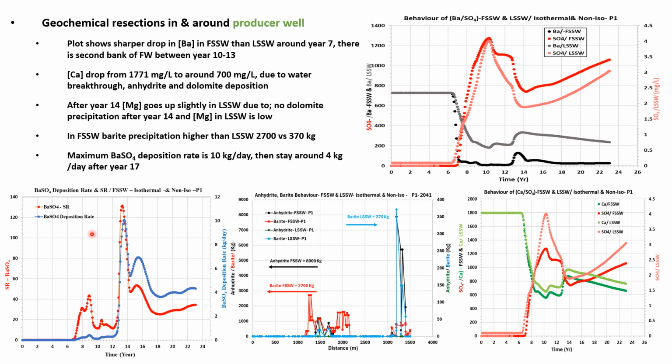Here, this plot shows us the barite precipitation rate and saturation ratio. We can see the maximum deposition rate is about 10 kg per day. After that, to the end of the simulation, it is still around 4 kg per day. Here we can see the deposition rate is higher than the saturation ratio, because the deposition rate depends on saturation ratio and water rate.